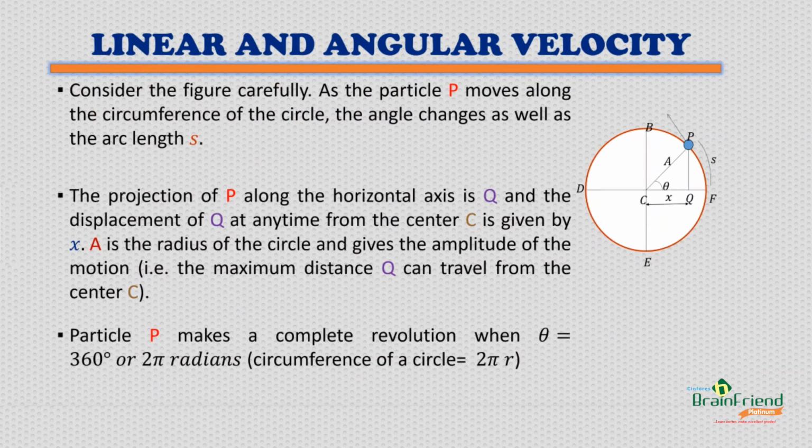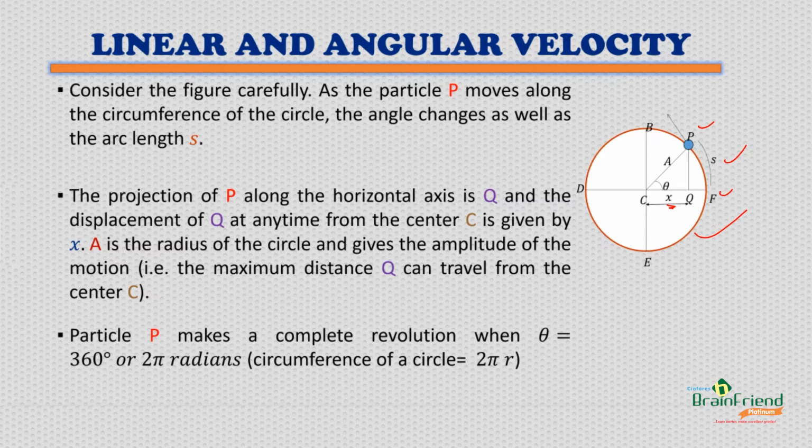Now let's consider this diagram. As particle P moves along the circular path, let A represent the radius of the circle and C the center of the circle. If S represents the arc length and X represents the distance of the projection Q from the center, let's suppose the particle P moves from this point F. If theta represents the angle particle P makes with the horizontal diameter, it will be observed that while particle P moves along the circular path, the arc length also increases as well as the angle theta.